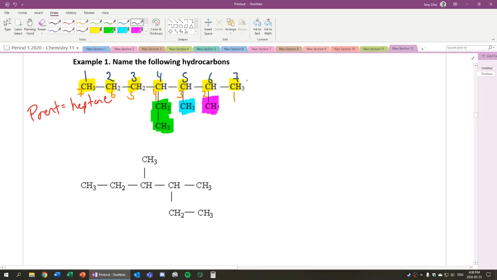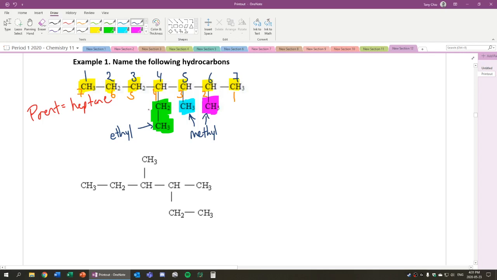Okay, so now it's time to name these branches. This one right here is called an ethyl group because it's from an ethane. These two are called methyl groups because they're single carbon. So in this case, how do we name them? Well, our first step is we want to put them alphabetically. Our ethyl group should come before our methyl group.